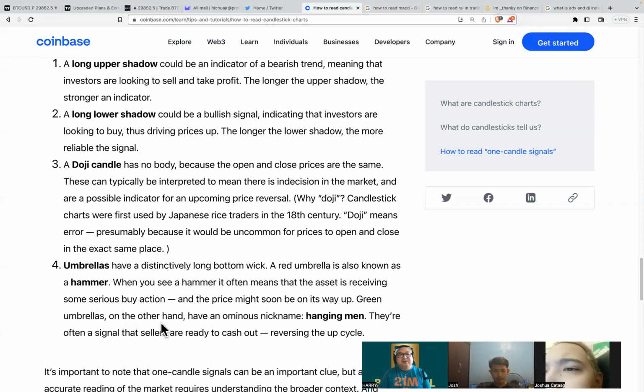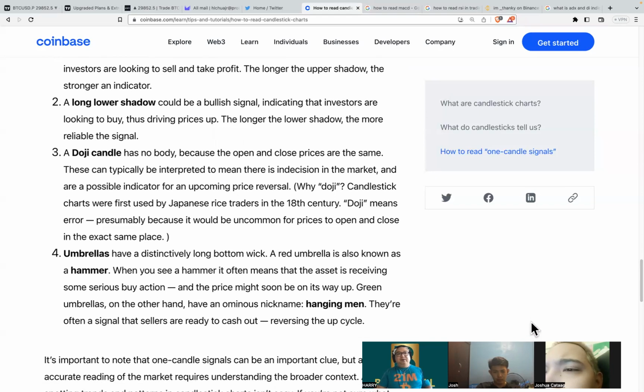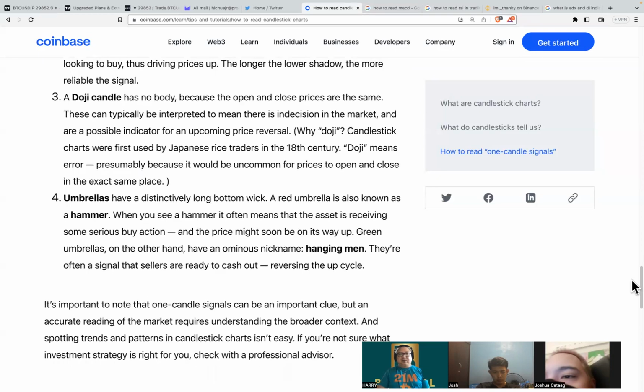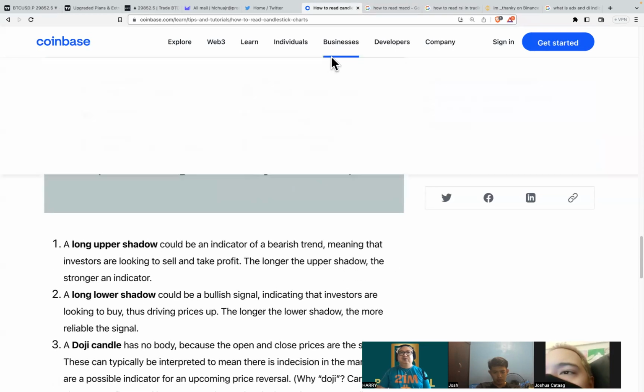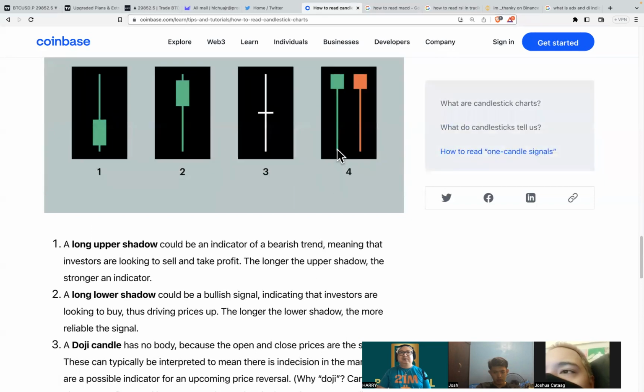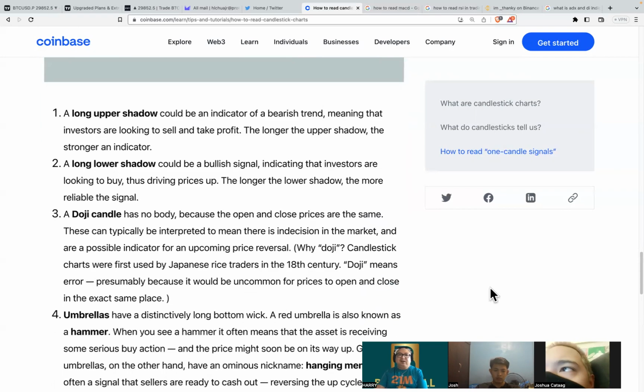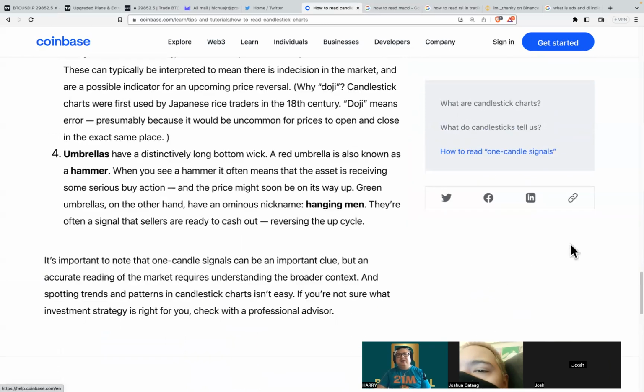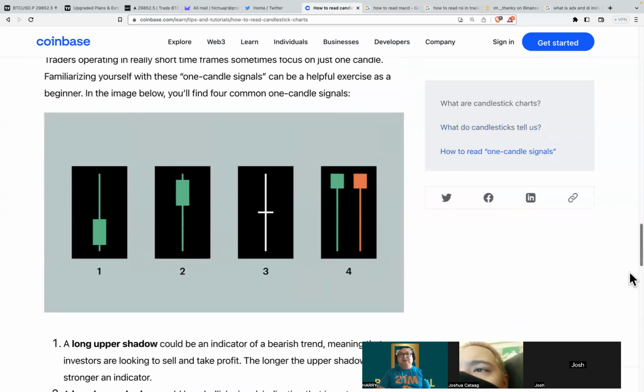Green umbrellas, on the other hand, have an ominous nickname, hanging men. They're often a signal that sellers are ready to cash out, reversing the candle. Okay? So it's possible that the sellers, pagdating dito, are ready to cash out. So be careful din yan. So, the hanging men. So yun lang ang basic, how to read a candle.